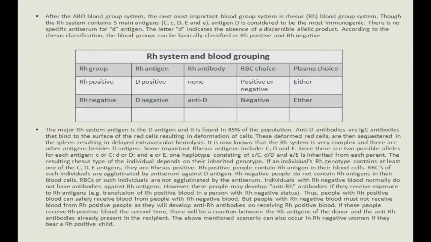Rhesus negative people do not contain rhesus antigen in their blood cells. RBCs of such individuals are not agglutinated by the antiserum. Individuals with rhesus negative blood normally do not have antibodies against rhesus antigens. However, these people may develop anti-rhesus antibodies if they receive exposure to the rhesus antigen, for example, transfusion of rhesus positive blood.